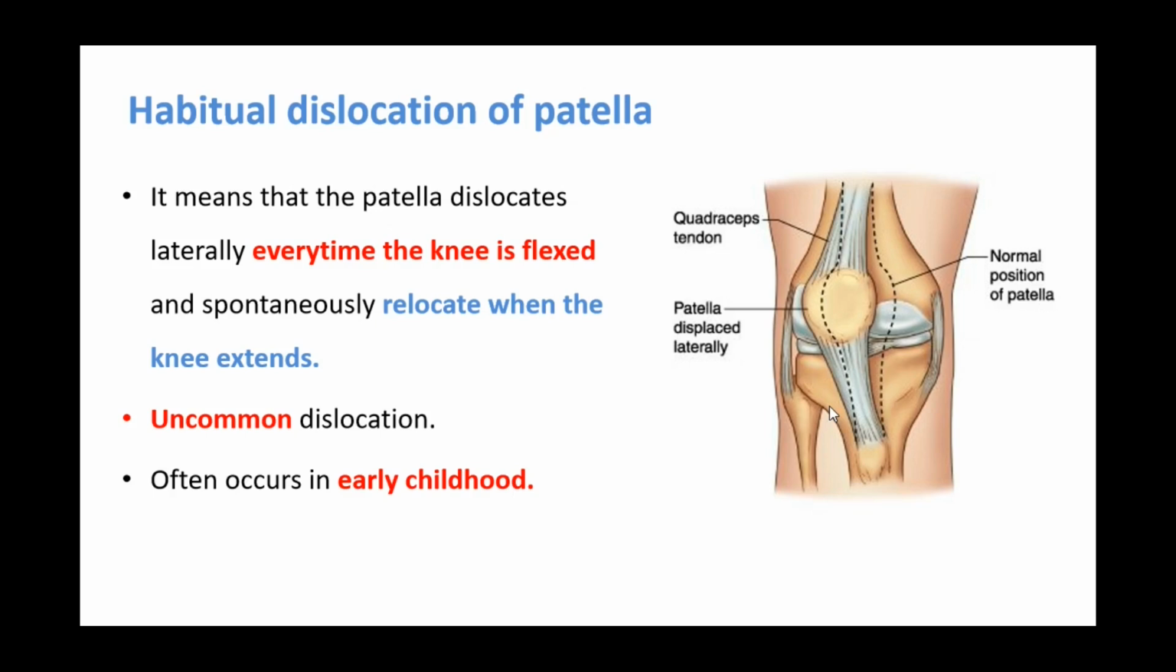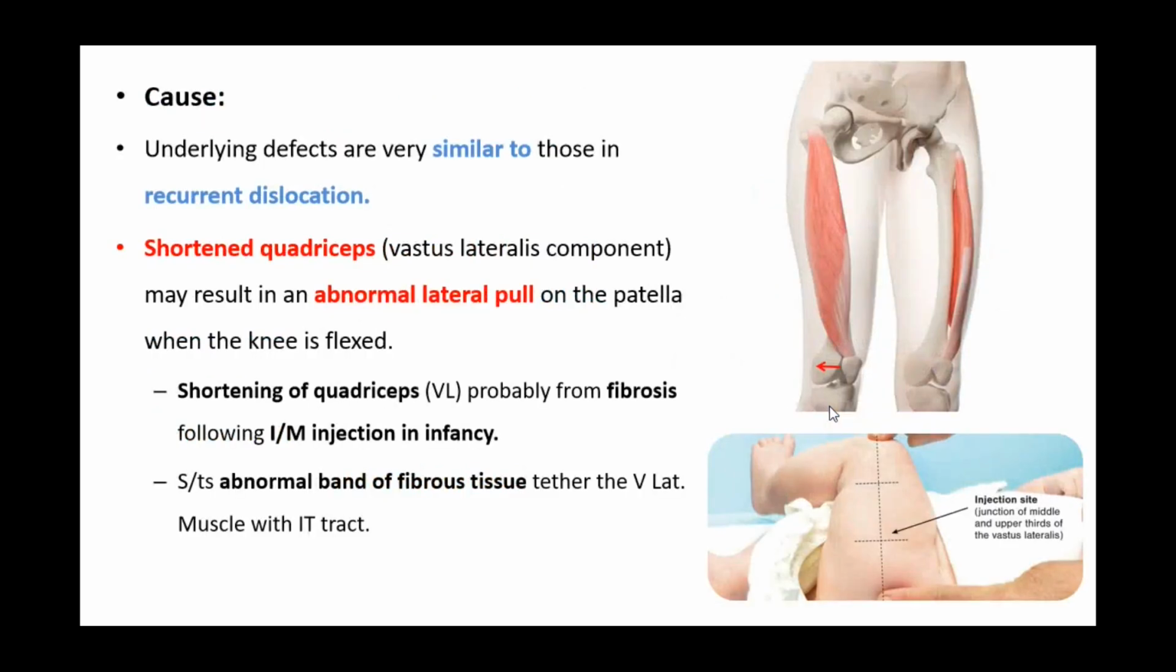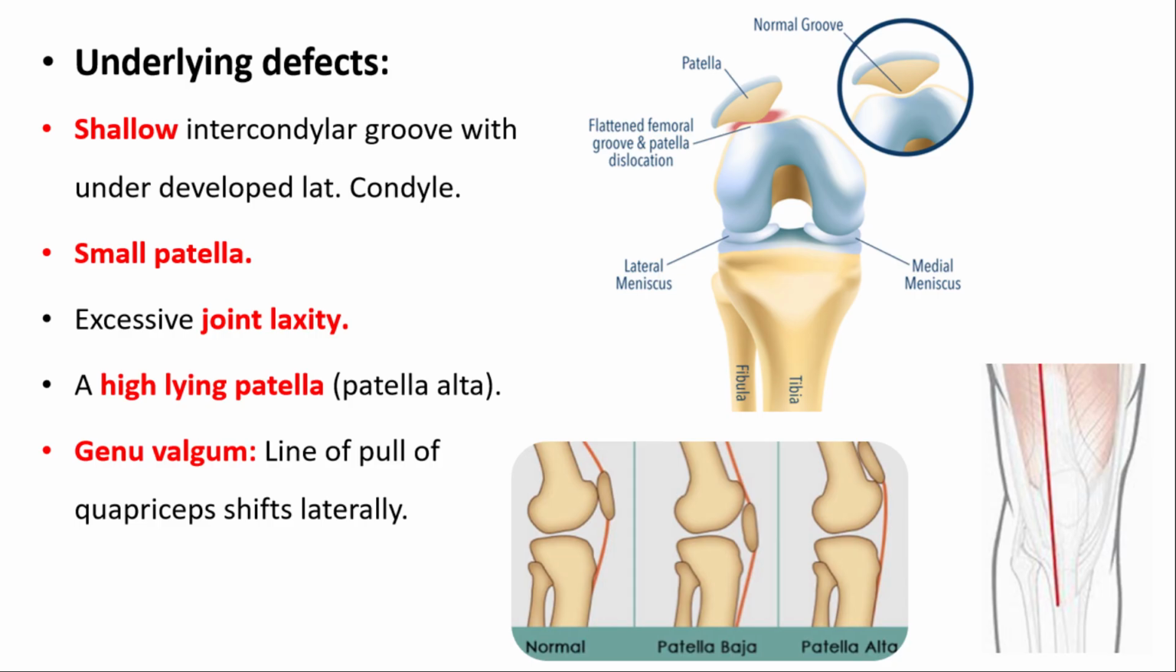This is an uncommon dislocation, and often we see this in childhood, especially early childhood. Now, what are the causes? The first cause is the underlying defects which are very similar to those we have seen in the recurrent dislocation, like the patella alta, genu valgum, increased Q angle, a high lying patella, all these causes.